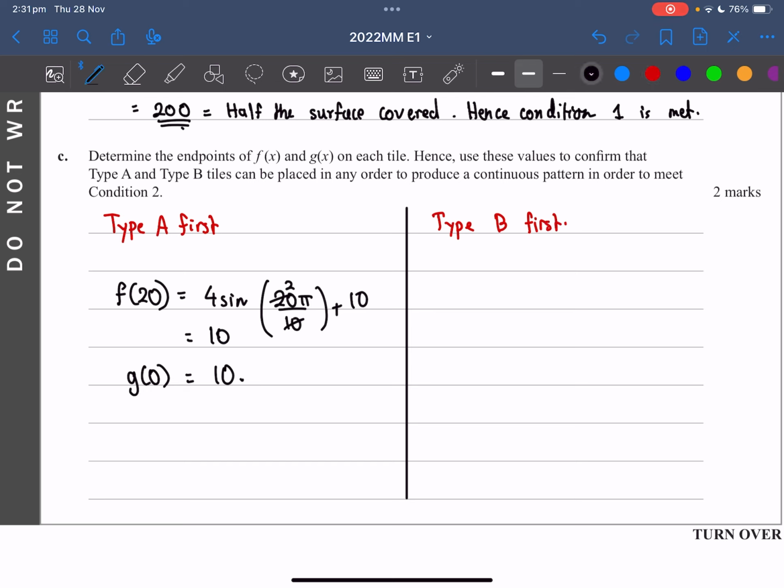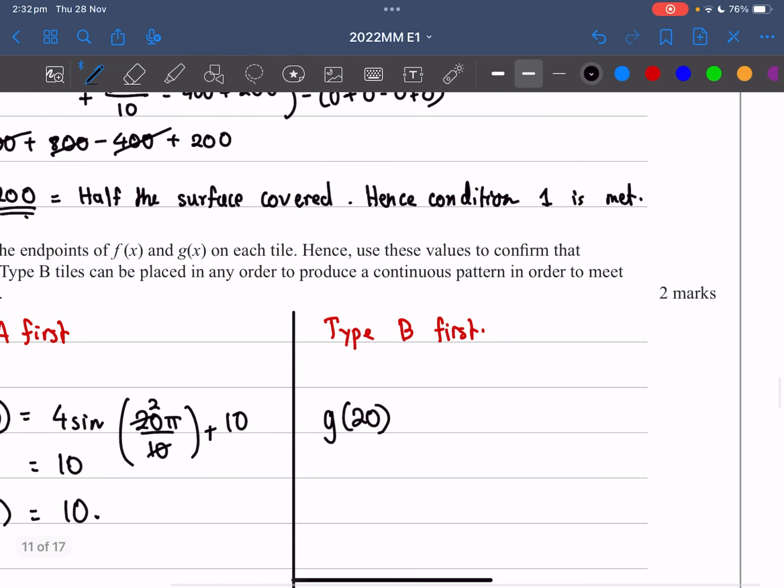So if I'm putting type B first, that means that g of 20 must match up with f of 0, right? Because if tile B is first, then the next tile will be the f function, and the endpoints, g of 20 and f of 0, must be the same so that it forms a continuous pattern, right? So let's calculate what g of 20 is.